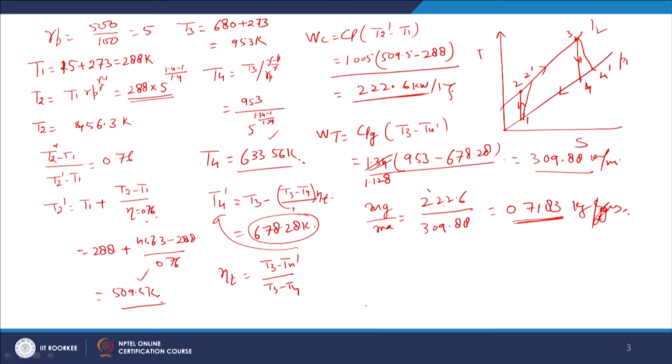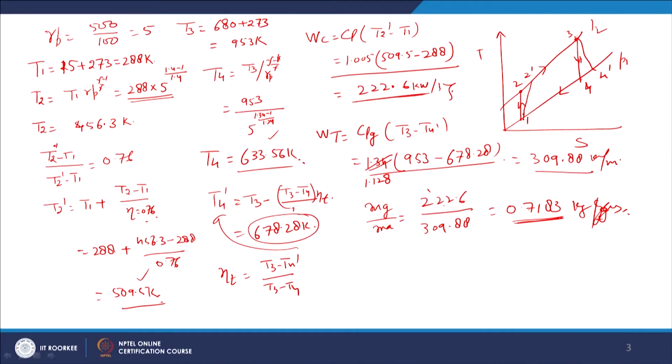Now we have to find how much mass of fuel is being burned per kg of air. Once we know the mass of the fuel burned, we will get the total mass of air and fuel available at state 3. So we will write an energy balance equation: (mass of the air plus mass of the fuel) times H3 minus mass of the air times H2 dash is equal to mass of the fuel times CV.